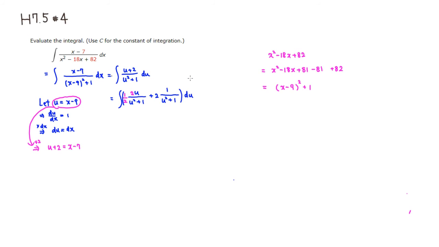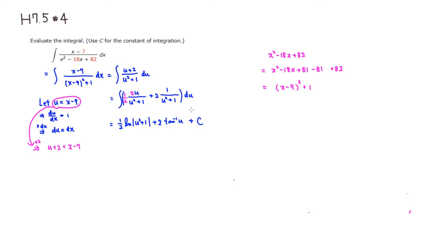Here we know that 1/2 is just a number. For the antiderivative of 2u over u squared plus 1, since the numerator is the exact derivative of the denominator, we can just do the natural log of the absolute value of u squared plus 1, and you don't really need the absolute value because it's never negative, plus 2 here. This is just the arctangent. So we have an arctangent of u plus some constant c.